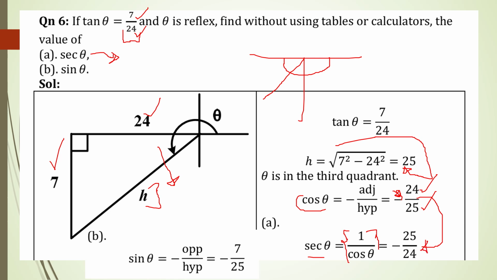So we also get sin theta. Sin theta is also going to be negative simply because in the third quadrant it's only tan which is positive. So it's going to be negative 7 divided by 25, 7 being your opposite and 25 being your hypotenuse.